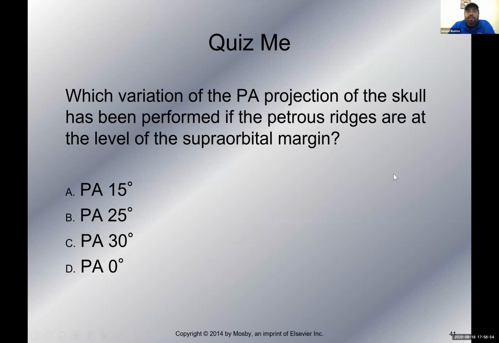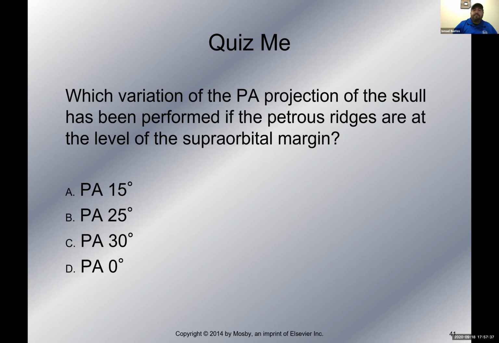Which variation of the PA projection of the skull has been performed if the petrous ridges are at the level of the supraorbital margin? Okay, so again, petrous ridges are at the supraorbital margin. That means they're way up here. So the ridges are filling the orbit. Which projection would get us where the ridges fill the orbit? 3, 2, 1. PA 0 degree, right? In the PA 0 degree, the CR is parallel to the OML. If the CR is parallel to the OML, the ridges will always fill the orbit. Keep that in mind as a kind of a baseline. If the CR is parallel to the OML, there's no angle between them, the ridges will fill the orbits.